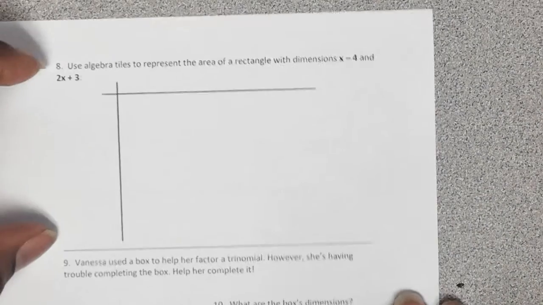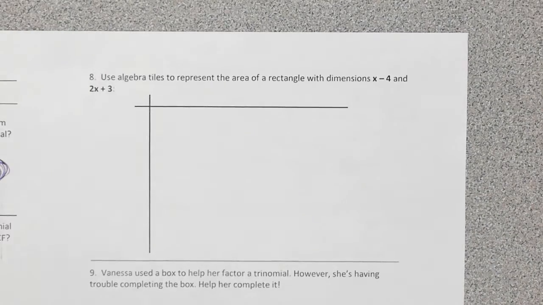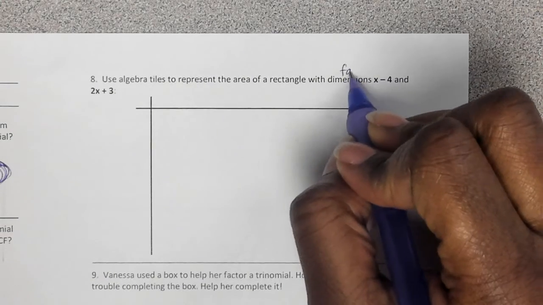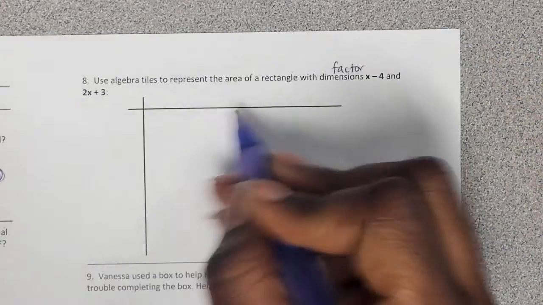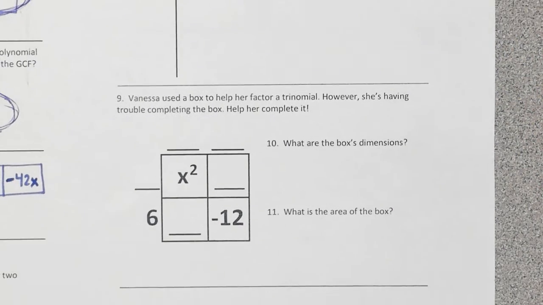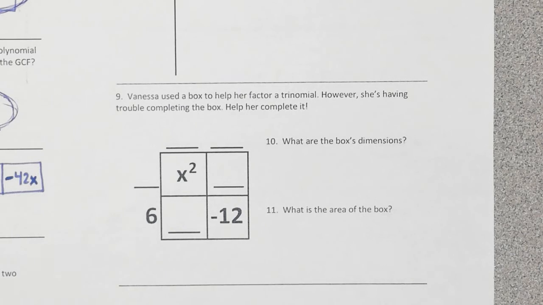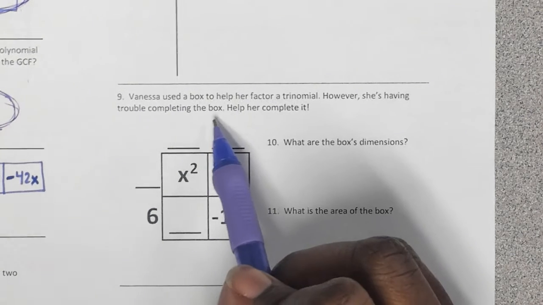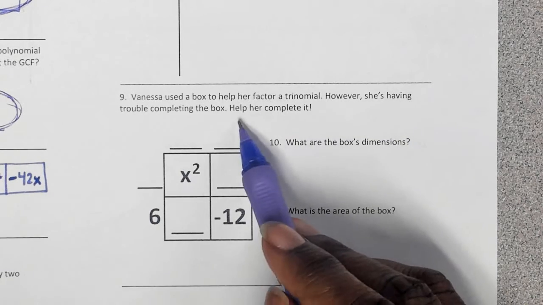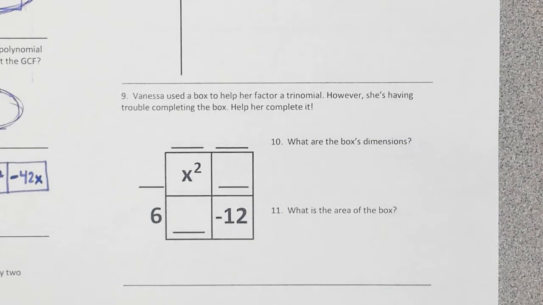Number 8, you're going to do that one yourself. Remember what the dimensions are? Dimensions are the factors, so they're telling you the factors that go on the outside. Number 9, Vanessa used a box to help her factor a trinomial. However, she's having trouble completing the box. Help her complete it.